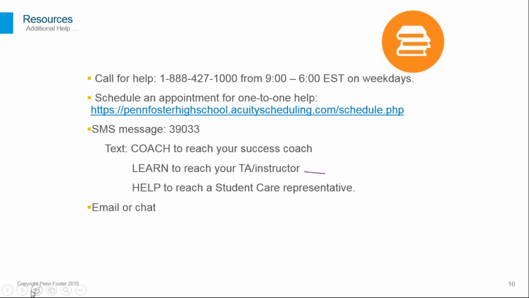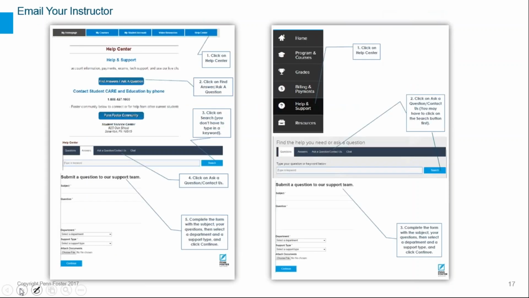You can chat or email, and the way to do that, you need to log into your account, and either you have this kind of account where you have the tabs on the top, or this kind of account you have the tabs on the left. It's the same function, just a different setup for the page. If you have that kind of account, you want to click on Help Center and then ask a question. You may have to click on the search button here without typing any keywords and then click on Contact Us. Or you can click on Chat if you want to have just a brief question answered.